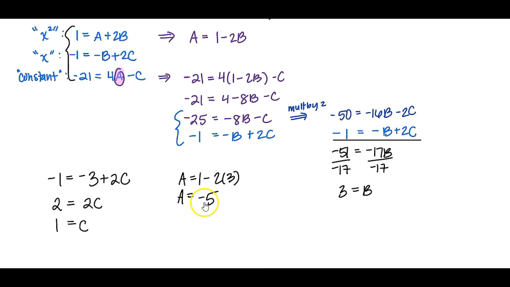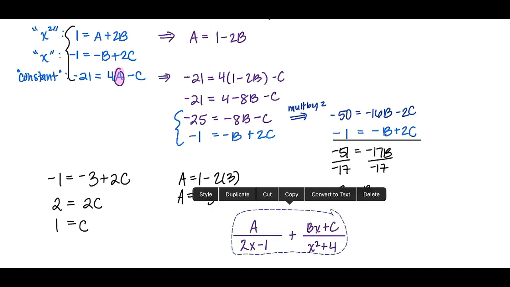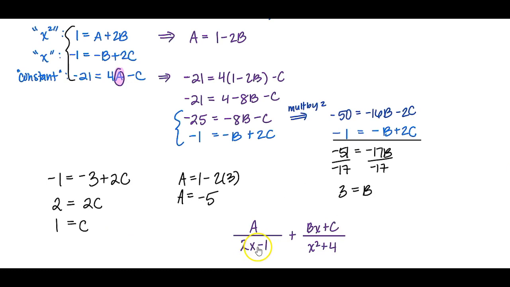So now that we have the values of a, b, and c, we can substitute it into our original partial fraction decomposition setup, which I'm going to copy back down for us. So we originally had a over 2x minus 1, and then plus bx plus c over x squared minus 4. So it's now just replacing those values of a, b, and c. So a was -5, b was +3, and c is 1. So this is my partial fraction decomposition.